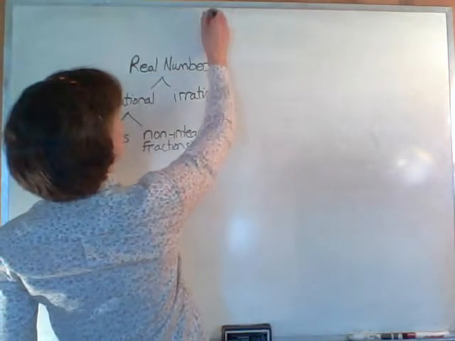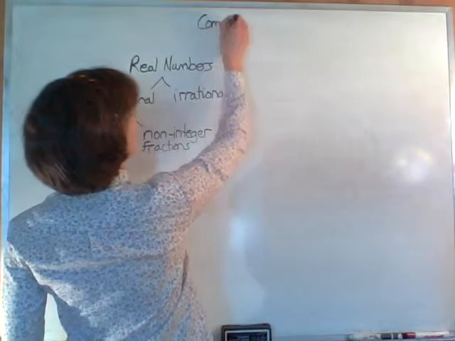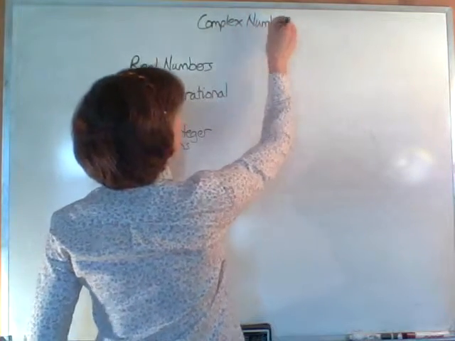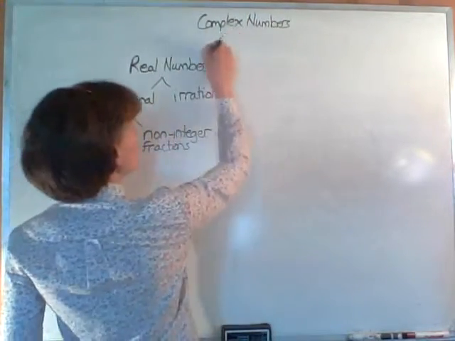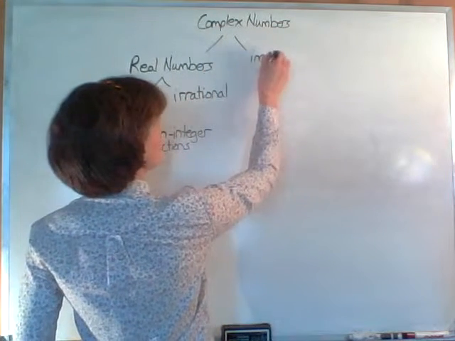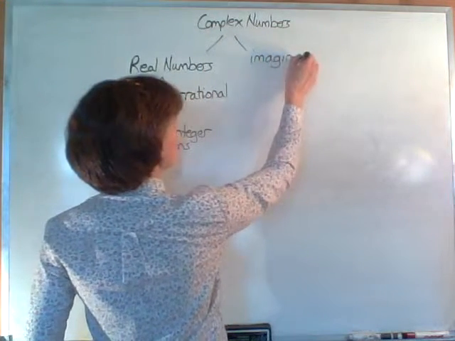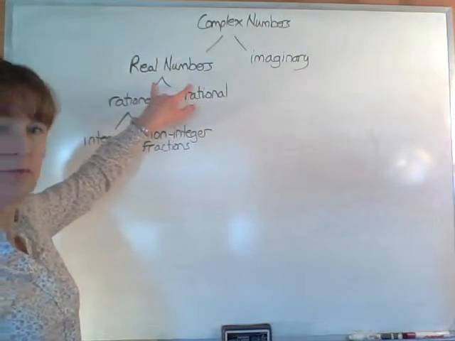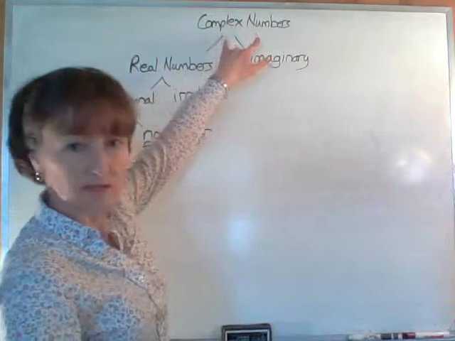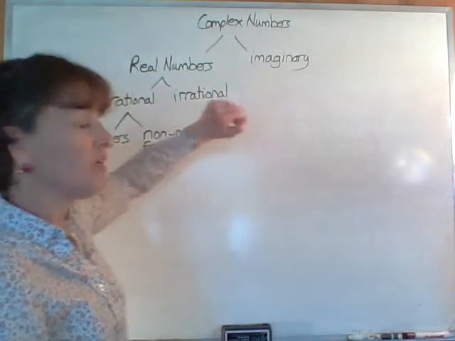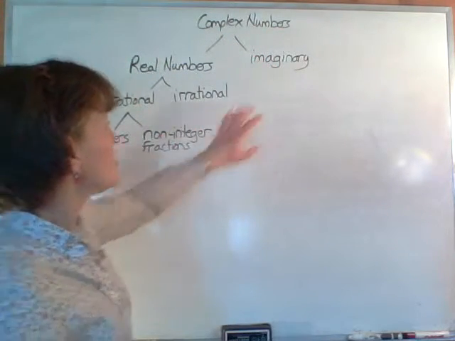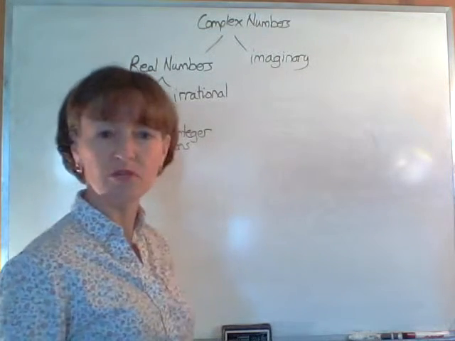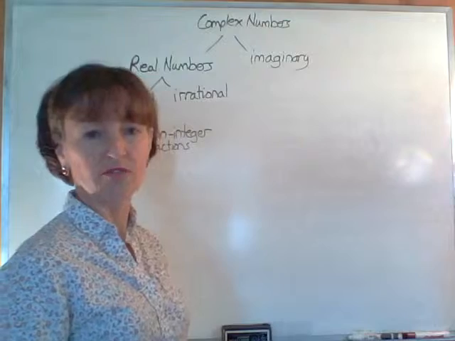But let's talk about complex numbers now, because complex numbers are actually numbers that have both a real part and an imaginary part. So just as rational numbers are a subset of real numbers, real numbers are a subset of complex numbers. Now, we're familiar with real numbers, so let's define what an imaginary number is. An imaginary number is any number that contains the square root of -1.